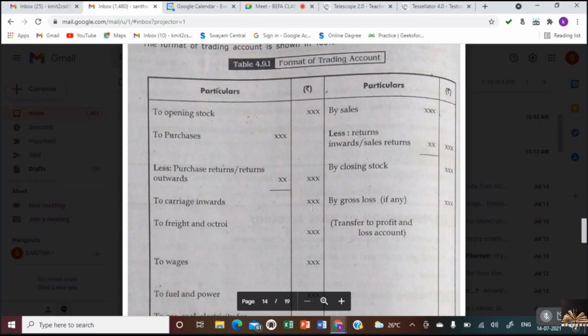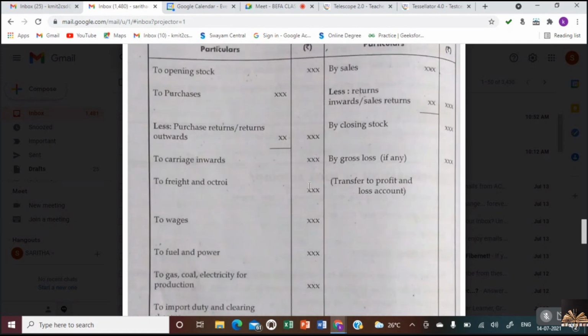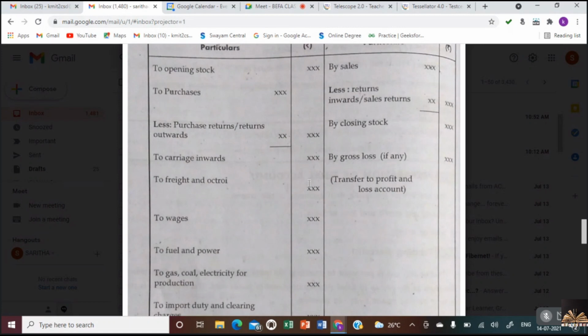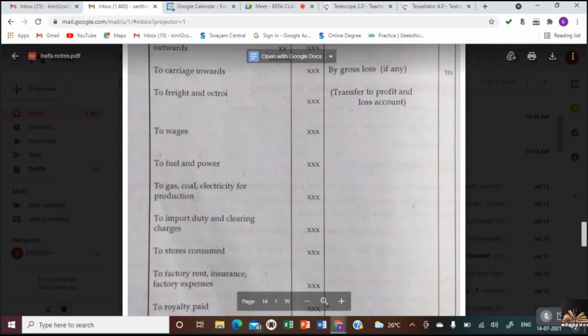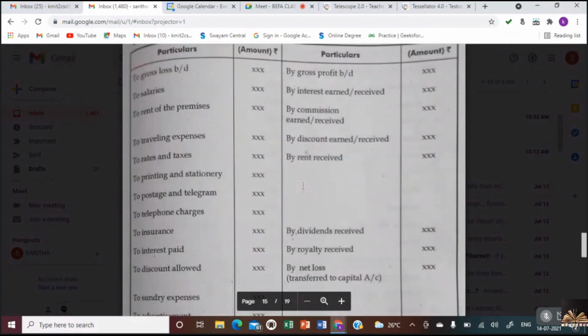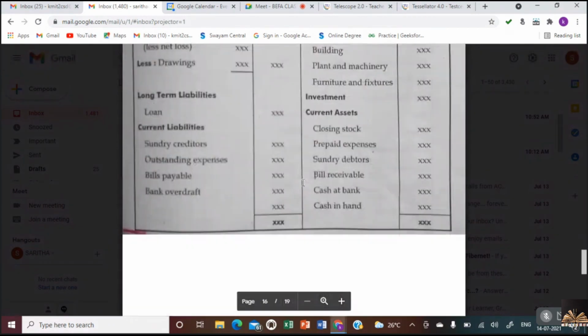Here, to prepare the final accounts, he gives us a ready-made trial balance, and we need to prepare the trading account. Is it clear, Nana? The format for trading account is this. The first account to be prepared is the trading account. The second is the profit and loss account. The third is the balance sheet.